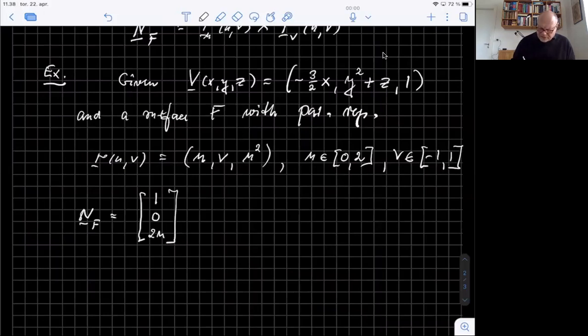And then you have to cross that with the derivative with respect to v. The first coordinate doesn't depend on v, so that will be 0. The second is v, so that will be 1. And then finally 0. So if you compute this cross product, you get -2u, and then you get 0, and then you get 1.